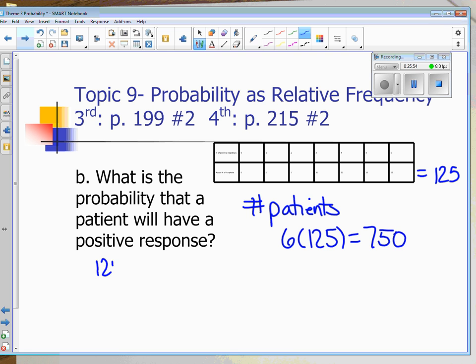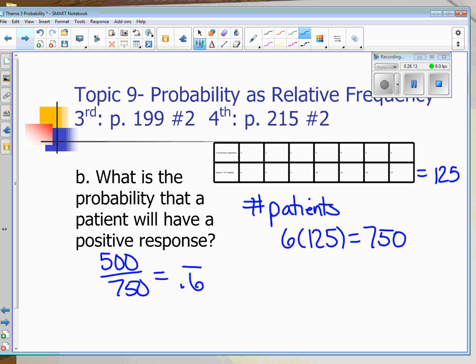No, I'm a liar. It's not. It's 500 out of 750. I apologize. The 500 we found is in part A. And that was 0.6 repeating. 0.67. I want to do it that way.